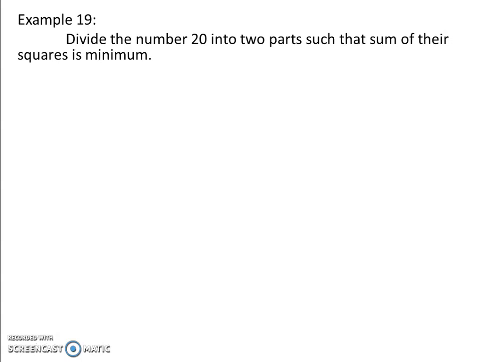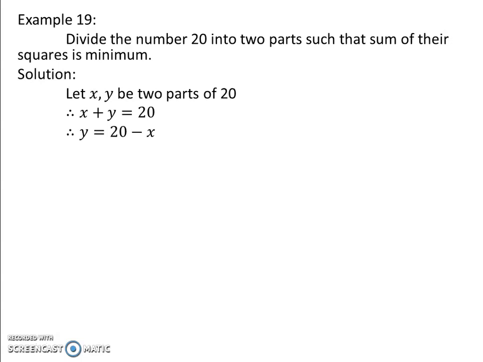So first of all, whenever the word problem is there, first we will try to have the variables. So as we have to divide 20 into two parts, let x and y be the two parts of 20. So we will find out the relation between them, that is x plus y equal to 20. Therefore y equal to 20 minus x. We have to check the minima of sum of their squares. So sum of their squares means x square plus y square.